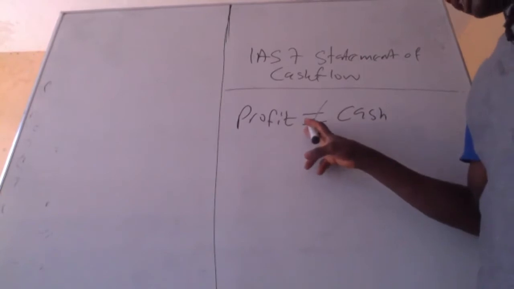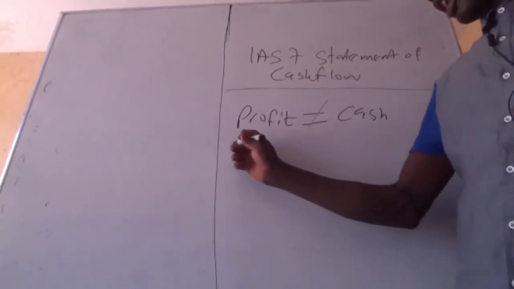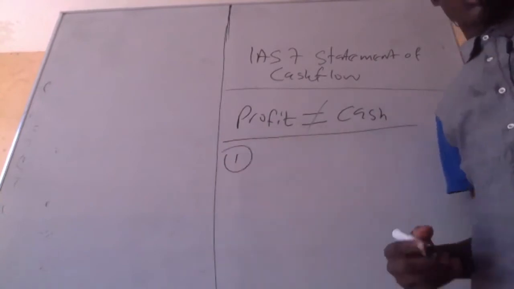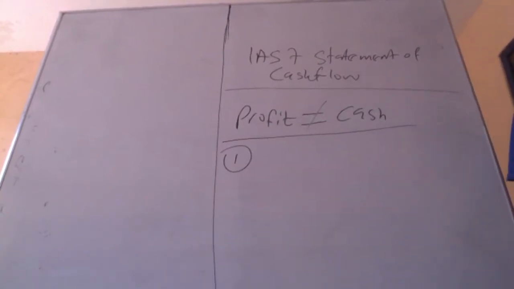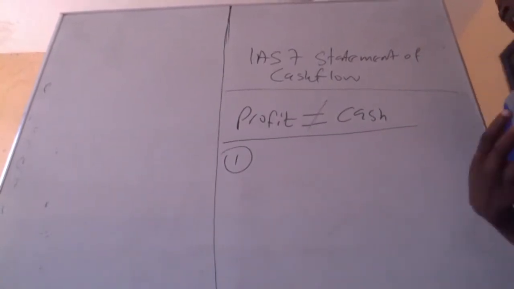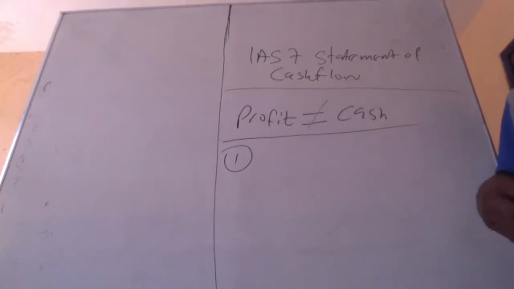Now the issue is that the causes of the difference, I have grouped them into three. Only three issues. As soon as these three transactions occur within the year, definitely your profit will be different from your cash balance.